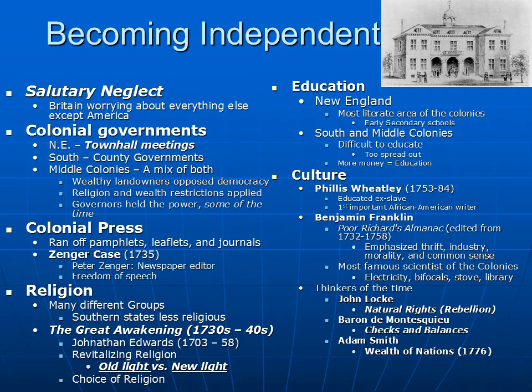Now, I'm not going to talk about all of these, but these are some examples of becoming independent and creating that American identity. Salutary neglect is one of the biggest contributors to this, because England's off fighting their own wars and not really paying attention to the colonies. This now allows the colonies to develop their own independent governments and culture. So, the colonial governments were of many different types depending on the areas.